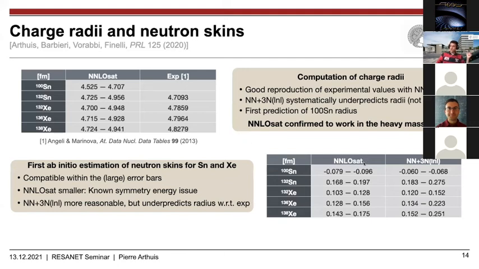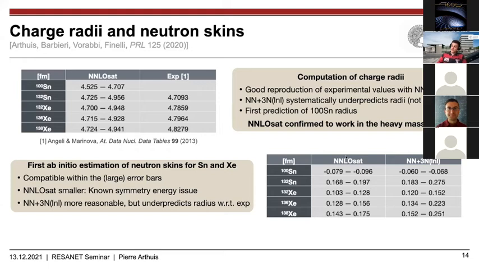So here you have the results for N2LOsat and for the local non-local, and you'll see why I bring back the local non-local in a bit. If you look at the values, those two Hamiltonians yield compatible neutron skins within their fairly large error bars, but they're not completely incompatible between the two of them.